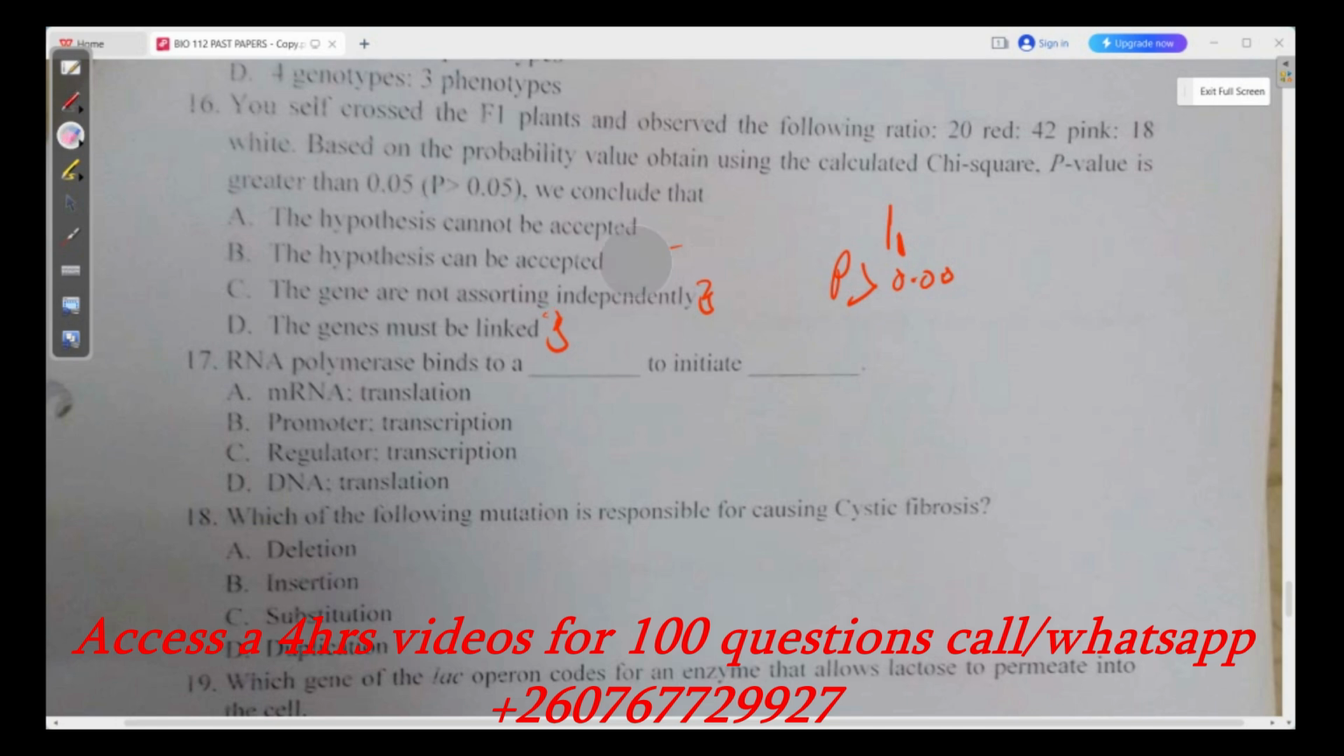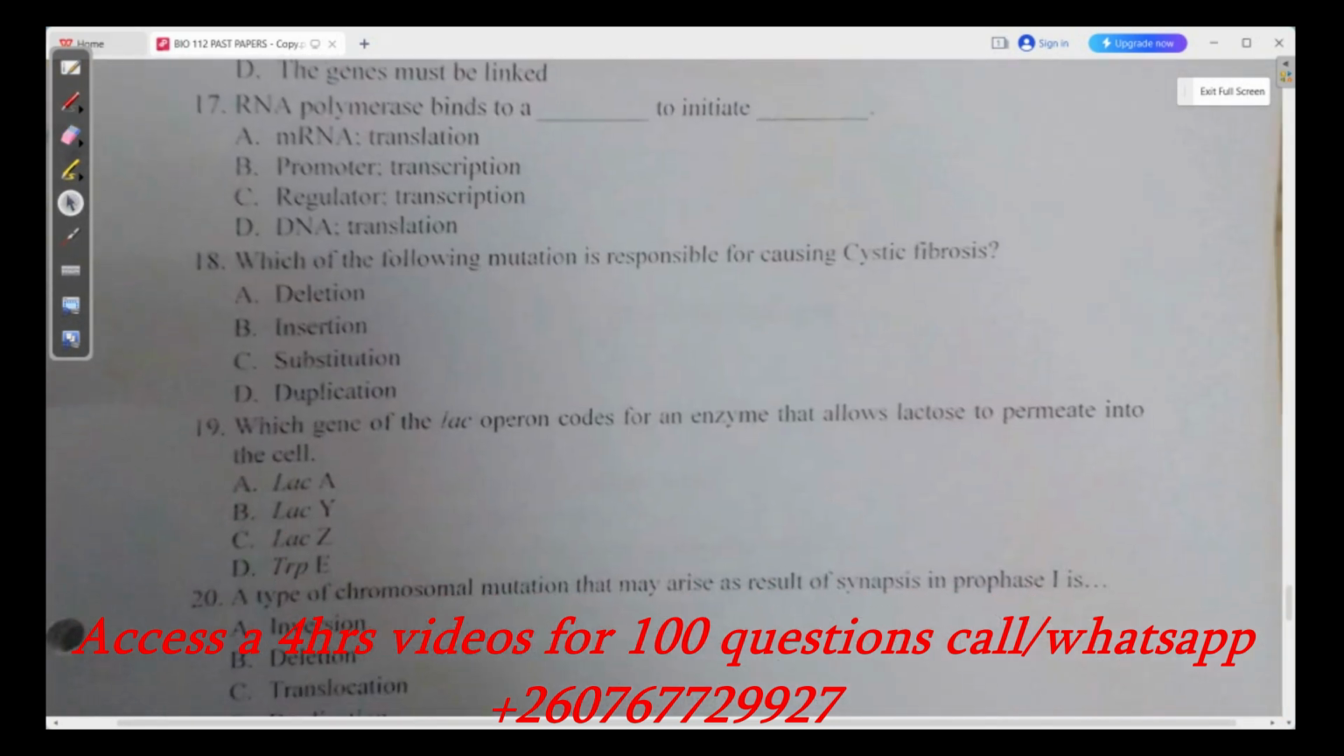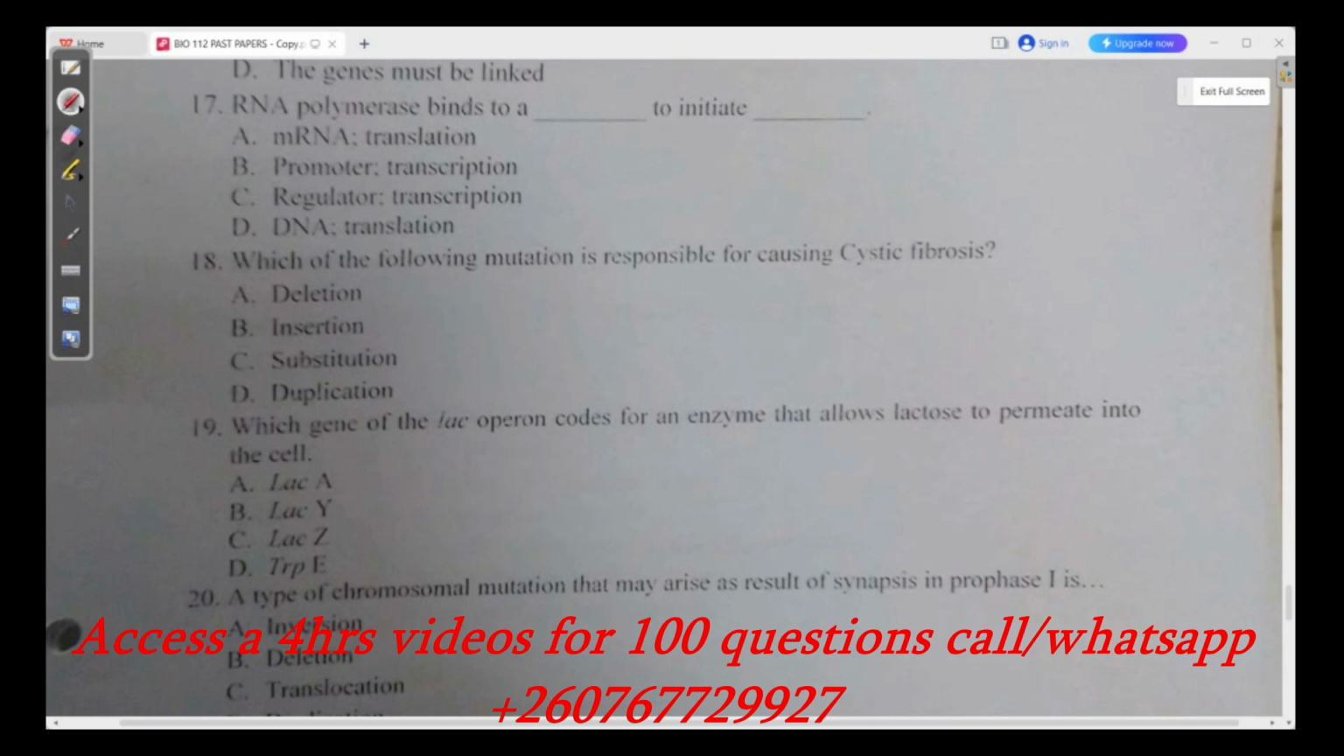Okay, you are going to understand this much better when we get to section B. I think we have one particular question which is based on that, where we're going to explain some more details on how you handle the chi-square questions.